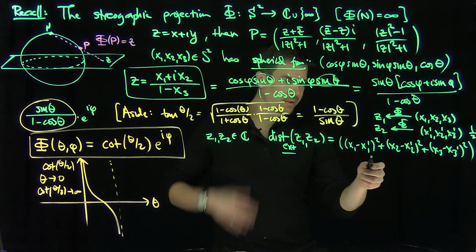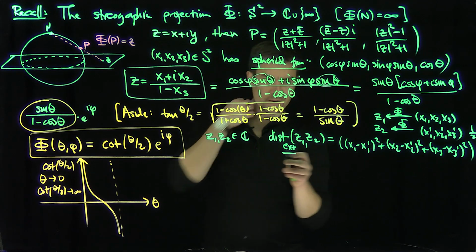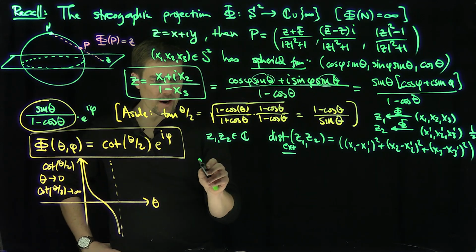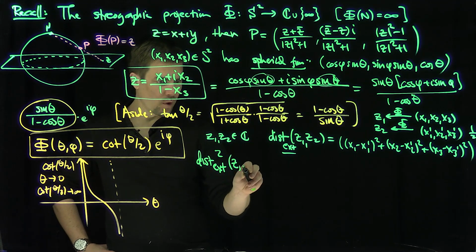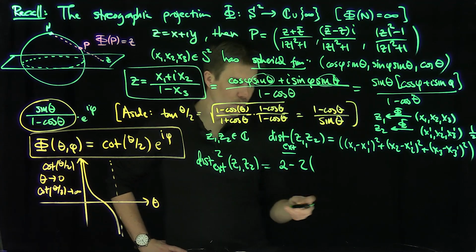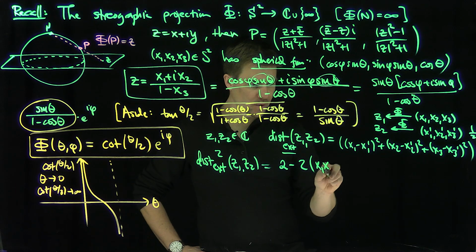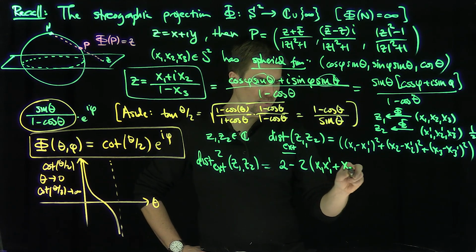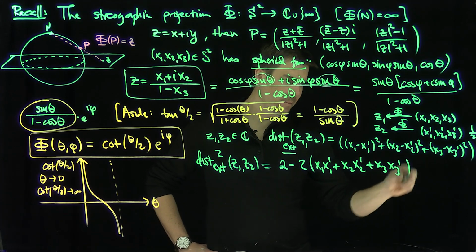Now, since they are on the sphere, what can we say? The x1 squared, x1 prime squared, all those are going to add to 1. So this is really just what? The distance squared, I'm going to say distance extended squared of z1 and z2, is really going to be 2 minus 2 times what? x1 x1' plus x2 x2' plus x3 x3', like that.